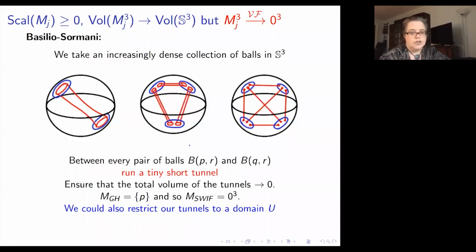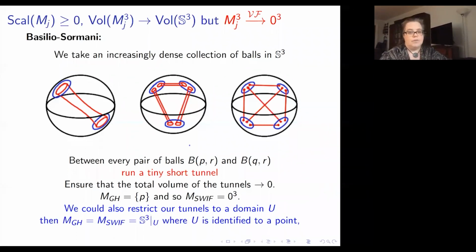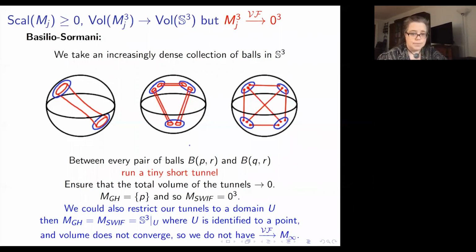We could even restrict our tunnels to a domain U and not have them becoming increasingly dense, just increasingly dense inside U. And that would make the GH limit and the Swift limit S3, where we identify U to a point. So we can get all sorts of bad examples using this process. Okay, so this is a process not of sewing along a curve, but sort of sewing everything to everything else and just pulling it tight.